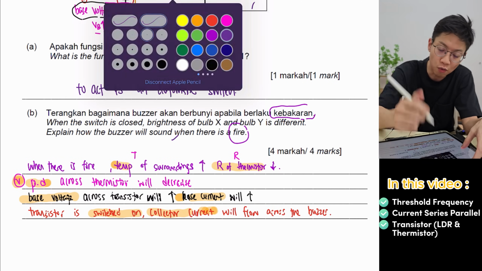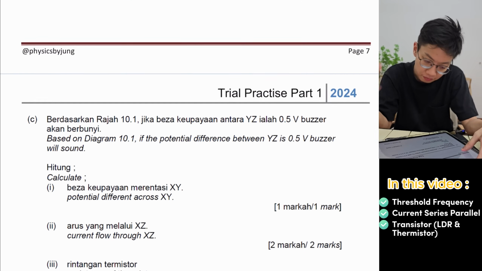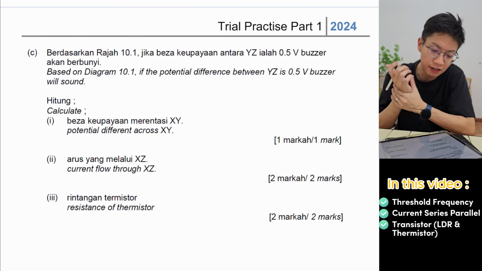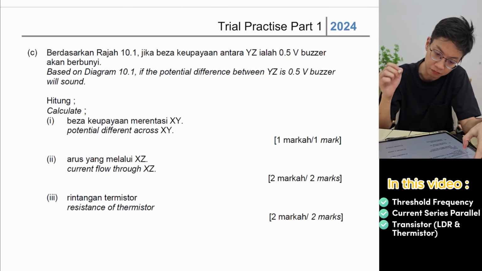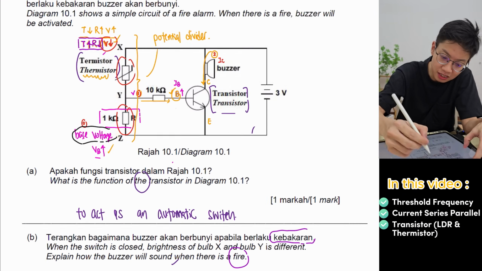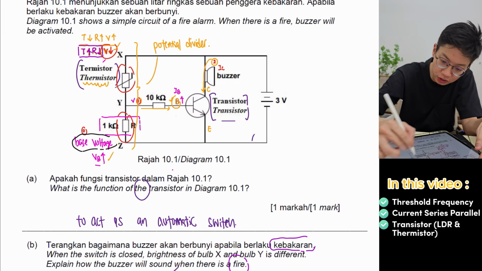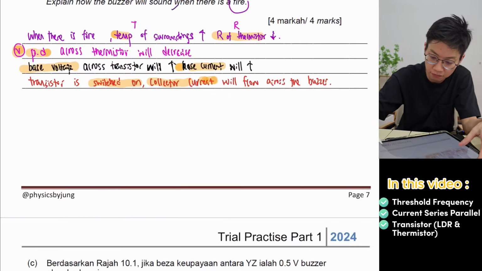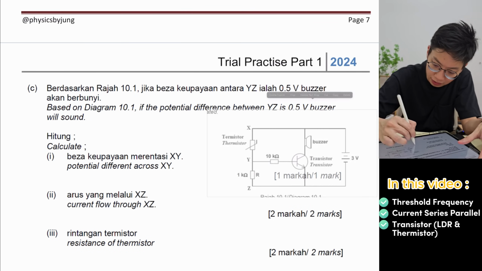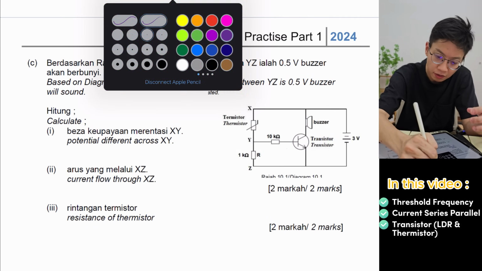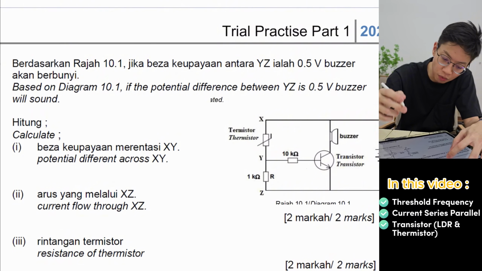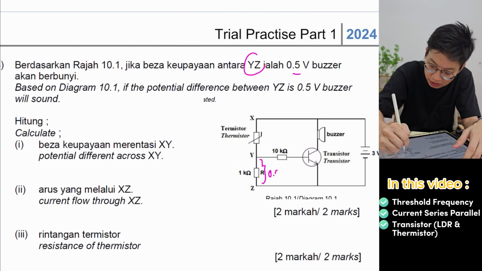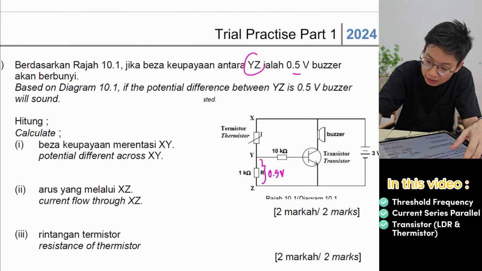Alright, once you know this thing, let's be prepared to do a calculation. Now they give you this calculation. Let me just copy this picture all the way down first, so that it's easier for us to do calculation. Okay, so now this is my image here. Now they tell me the potential difference across YZ is 0.5 volt. We know that this is 3 volt.